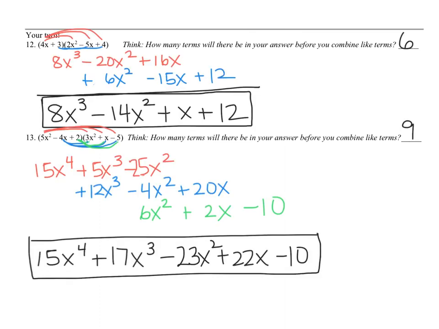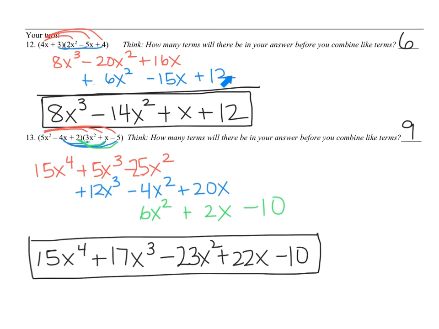And here are your answers to the last 2. So what I did here is the 4x here on number 12 is being multiplied by everything here. Those are the 3 terms in red. And then the 3 gets multiplied by all 3 terms. Those are the 3 terms in blue. So notice there would be 6 total terms before I combine like terms because I have 3 terms and then 3 more terms.